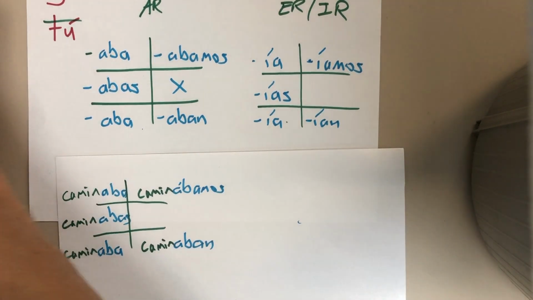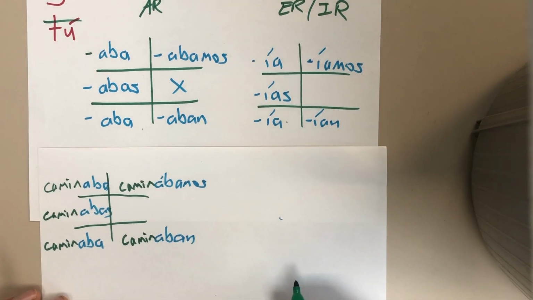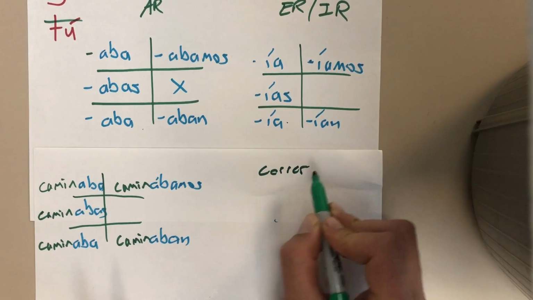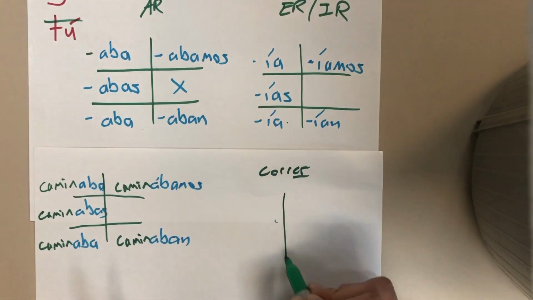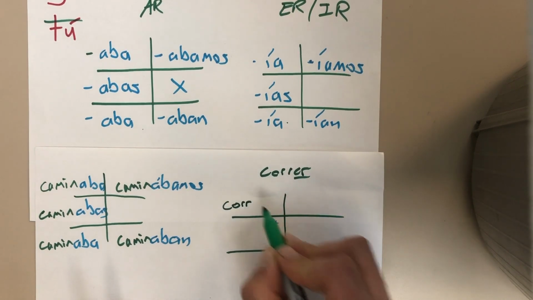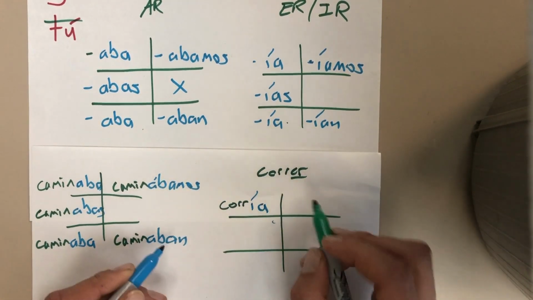Okay. And then there's only one more, ER-IR. What was our ER-IR verb? Correr. Perfect. We have walking and running. Correr is an ER verb. It works the same way. So we go, I used to run all the time. Yo corría.